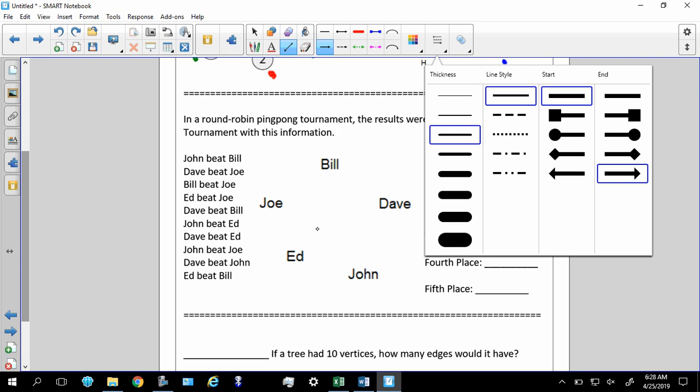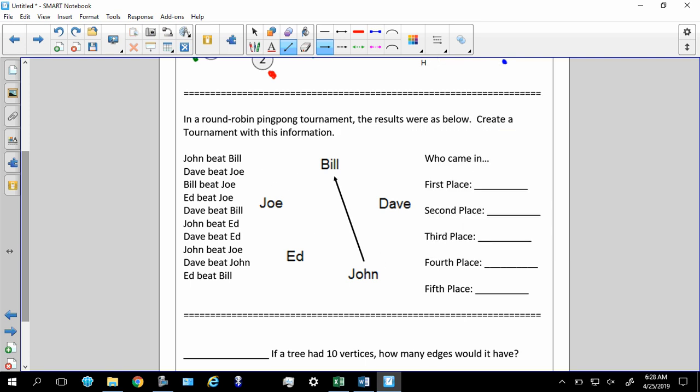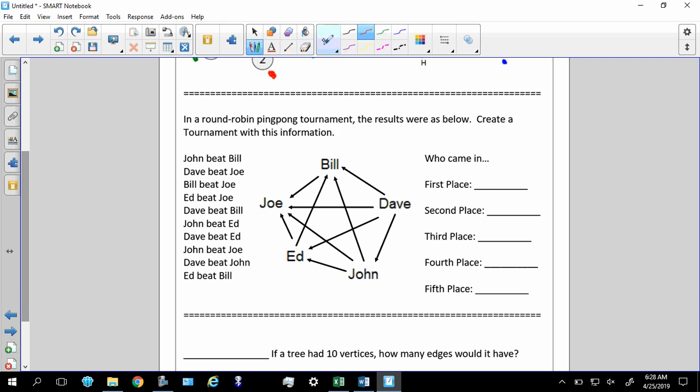All right, so John beat Bill. So John is pointing to Bill because he's a loser. Dave beat Joe. He's a loser. Bill beat Joe. Ed beat Joe. Apparently Joe's not very good. Dave beat Bill. John beat Ed. Dave beat Ed. John beat Joe. Joe looks like he's going to be our loser here, but we're just going to keep going. Dave beat John. And then Ed beat Bill.